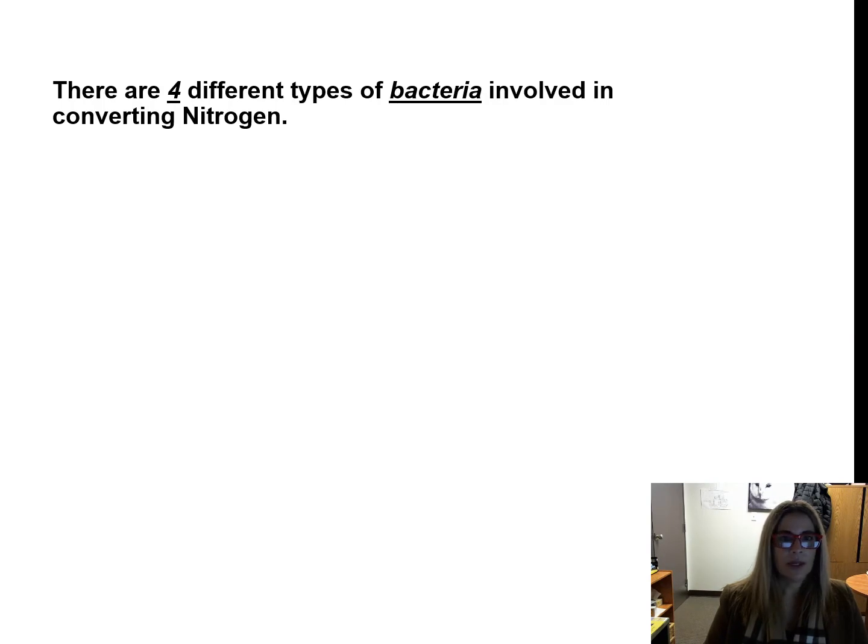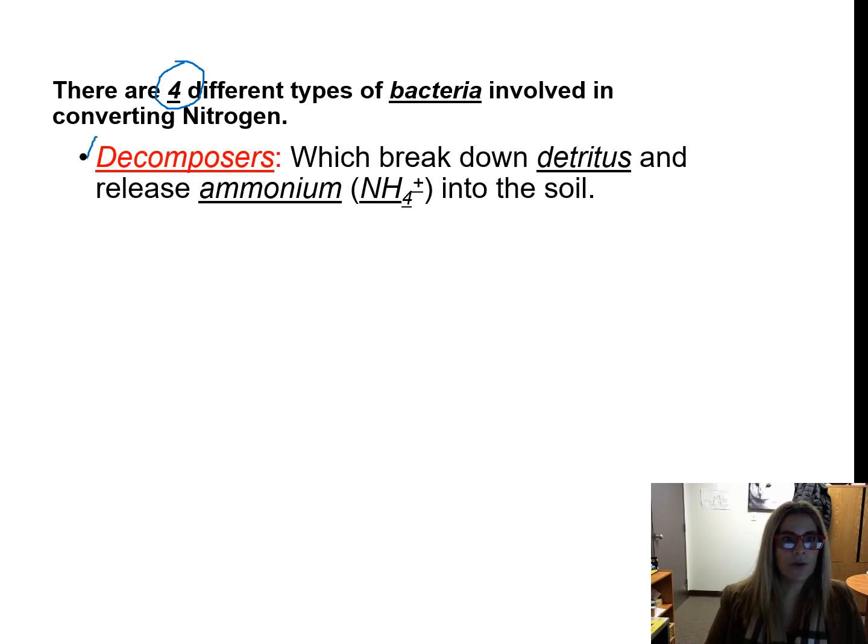All right, so here's the slide I promised with the actual word definitions of these different types of bacteria. So takeaway here, there are 4 different types of bacteria involved in converting nitrogen through the nitrogen cycle. First of all, there's decomposers, which break down detritus and release ammonium into the soil. So when an animal dies or a plant dies, primarily bacteria or fungi come in and decompose the material, and that will convert and release ammonium into the soil. Now remember, ammonium is not a usable form of nitrogen for plants. This is just part of the process, because plants can only use nitrites and nitrates as nutrients for their metabolic processes.